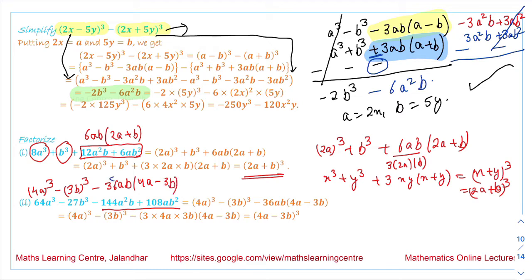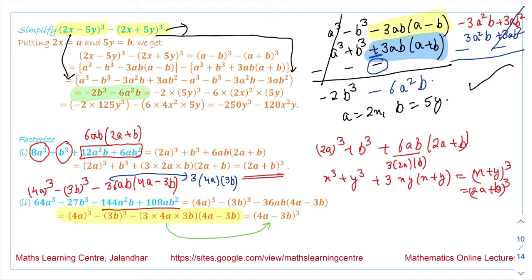and this 36ab I can write like 3 times 4a into 3b. So our expression comes in this form, that it is (4a) whole cube minus (3b) whole cube minus 3 times 4a into 3b into (4a minus 3b), and we know that this is the formula for the term (4a minus 3b) whole cube.